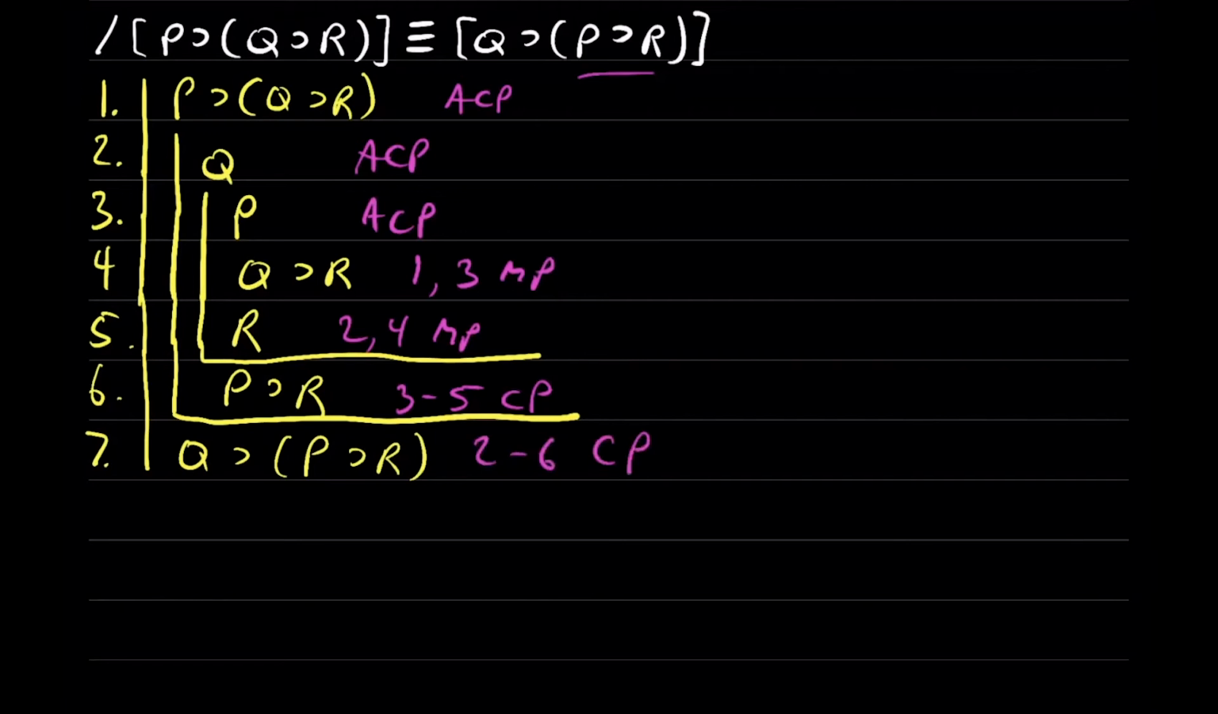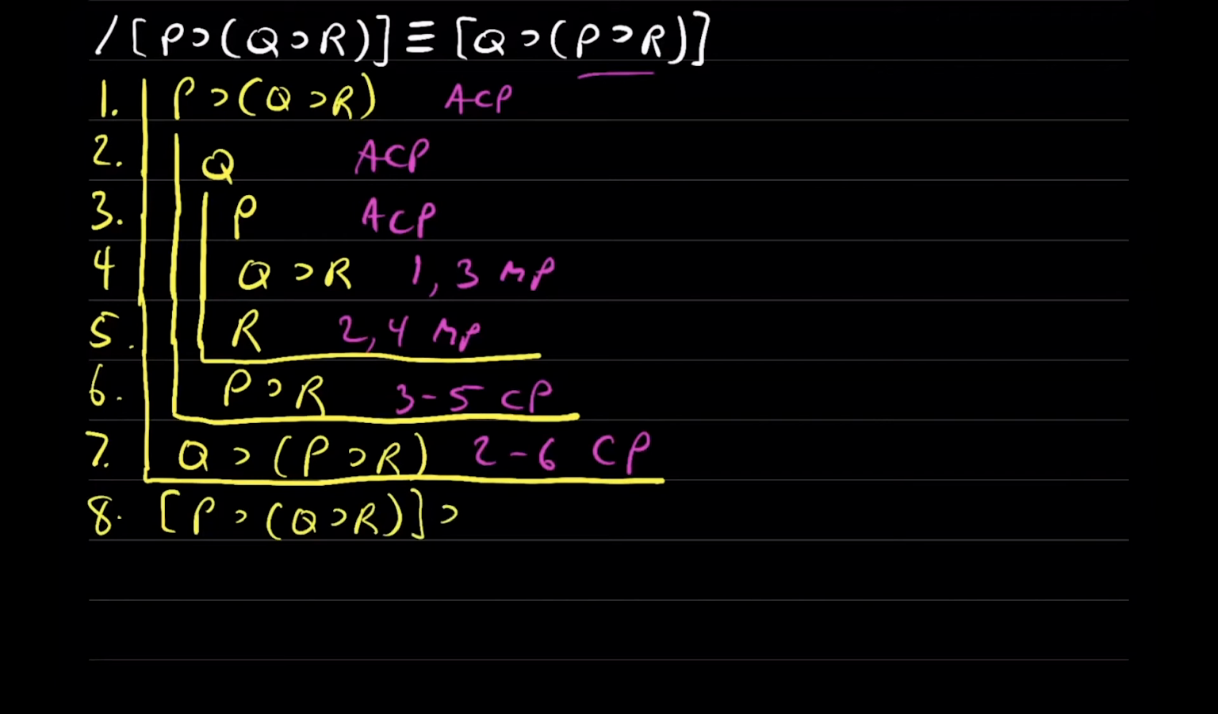Okay, and now look what we've done. If we assume that entire expression in the bracket on the left side of the biconditional, we can get the right side of the bracket. So I'm done with this conditional proof sequence. Line 8, if we have, excuse me, there has to be a bracket there. If we have P implies that Q implies R, then we can get that Q implies that P implies R. And that is going to be line 1 through 7 by conditional proof.